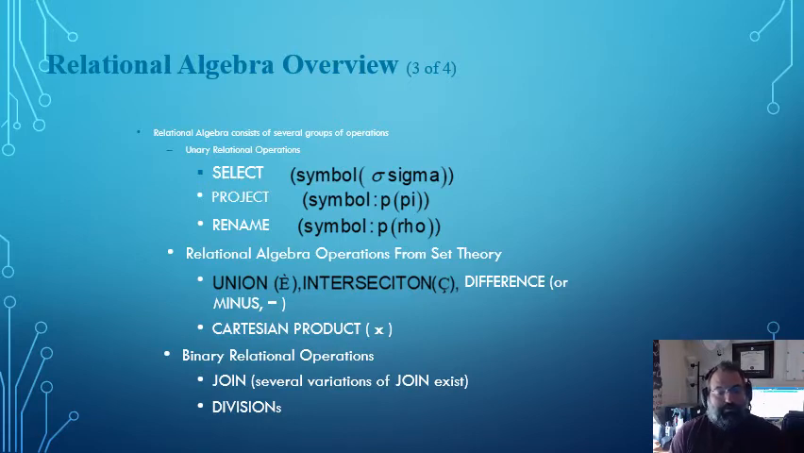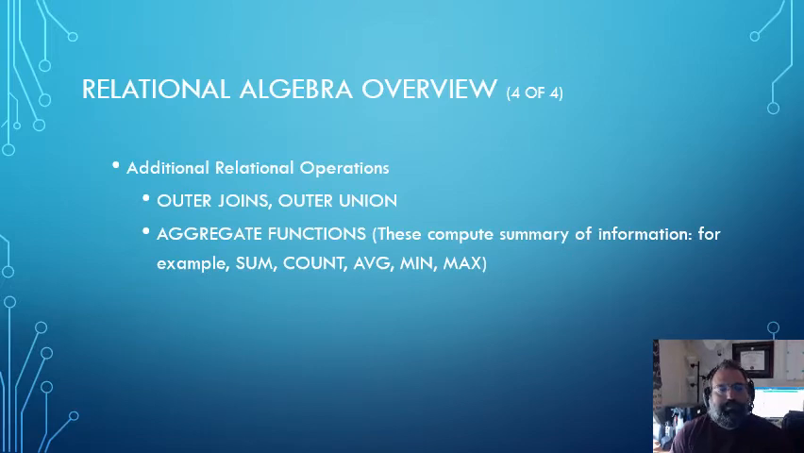Binary relational operations include things like joins. Several variations of join exist. There's left, right, equijoin, inner join, and so on. Divisions as well. Relational algebra overview continued. Additional relational operators and operations include things like outer joins, outer unions, and aggregate functions. These compute a summary of information, for example, things like sum, count, average, min, and max.